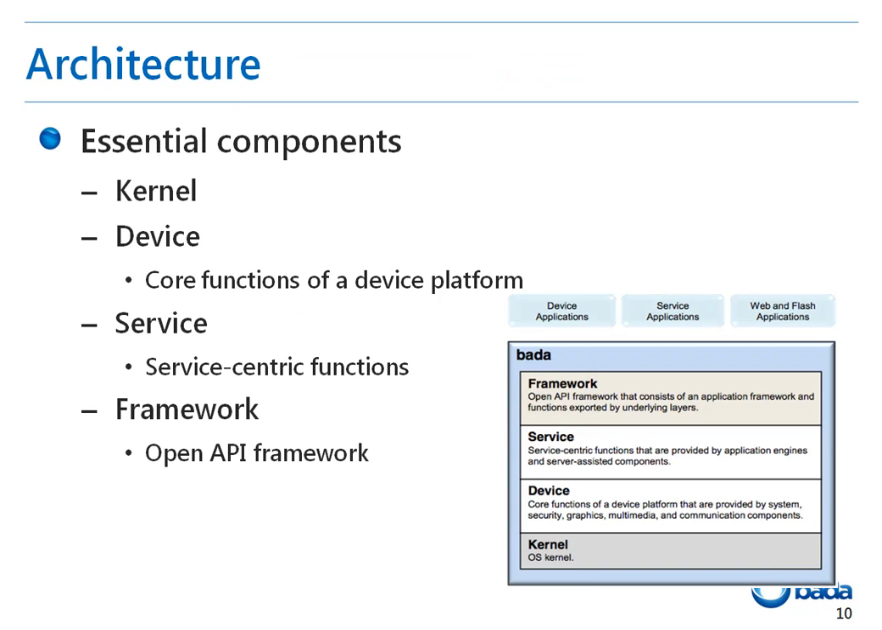Next, let's take a look at the Bada architecture. Bada basically consists of 4 components. The kernel refers to the kernel of the operating system. The device refers to various platforms supporting devices and core functions. The service layer provides service-oriented functions through components that interoperate with the application engine and the Bada server.